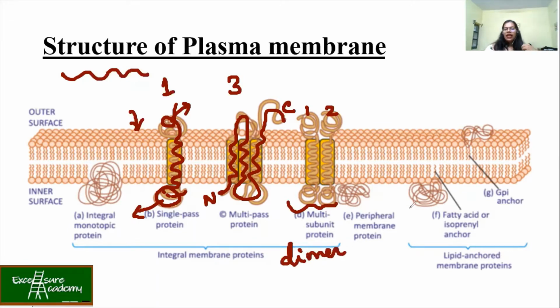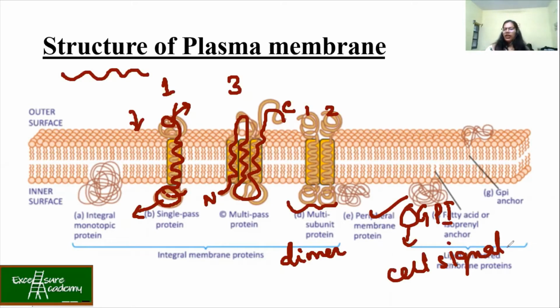Okay. Now then we have got the peripheral proteins and then fatty acyl. So they are like GPI anchors. So they help in holding the peripheral proteins. They hold certain proteins, and whenever there is a cell signaling, they release these proteins. Okay. So I guess this is clear. Please stop me if something is not clear to you guys.